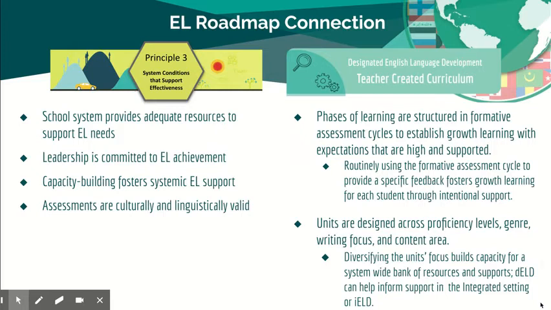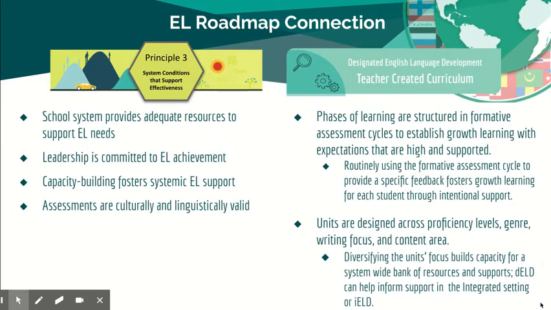In order for us to meet this principle, our designated ELD curriculum has phases of learning that are structured in formative assessment cycles to establish growth learning with expectations that are high and supported. Routinely using the formative assessment cycle to provide specific feedback fosters growth learning for each student through intentional support. Units are designed across proficiency levels, genres, writing focus, and content areas. Diversifying the unit's focus builds capacity for a system-wide bank of resources and supports.